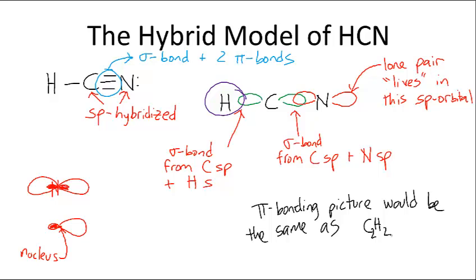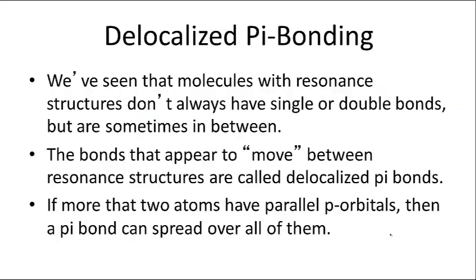Now, this separation between sigma and pi bonding is going to allow us to give a more complete description, or a better description, of what resonance really is. So we've drawn resonance structures before, and we said it seems like there's a double bond that's moving between two places. Resonance really is the fact that sometimes we have pi bonds that are spread over more than two atoms.